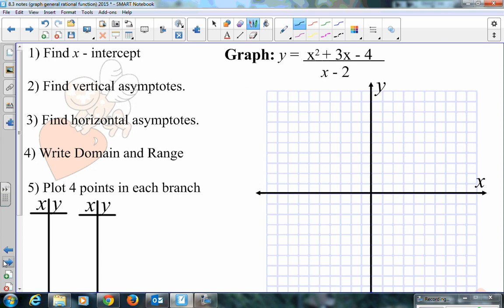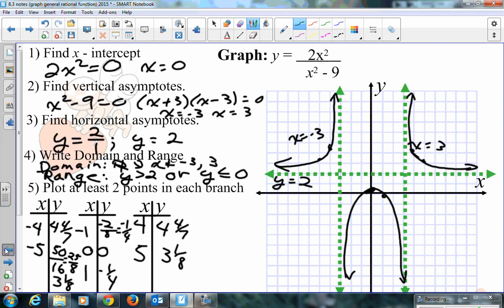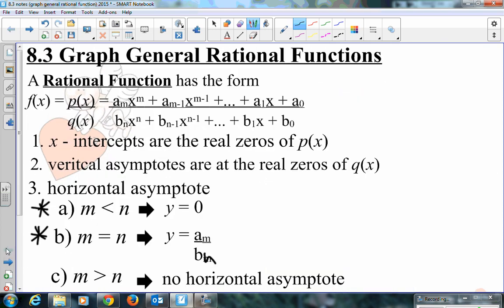Okay, the last one, we're going to look at when our x squared is on the top and I have an x on the bottom. So I have y equals x squared plus 3x minus 4 over x minus 2. So the exponent on the top is greater than the exponent on the bottom. My degree on the top is greater than the degree on the bottom. So if you look back here, you'll notice that's going to give me no horizontal asymptote.